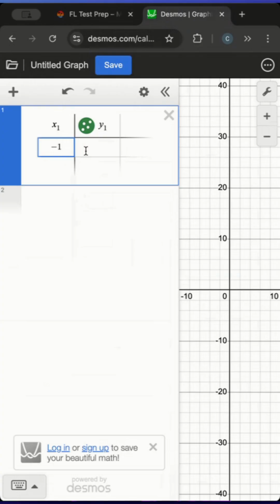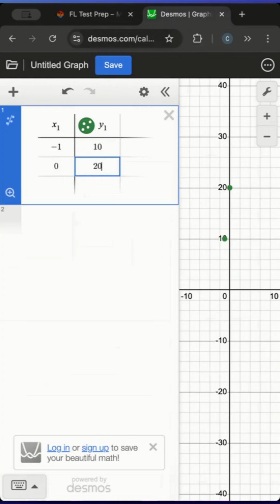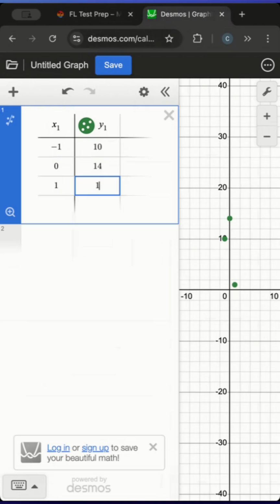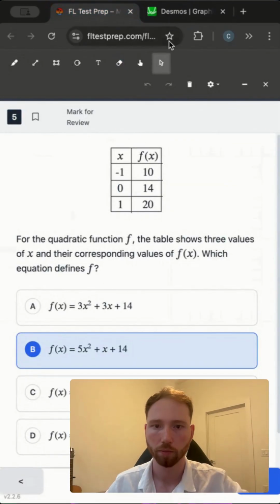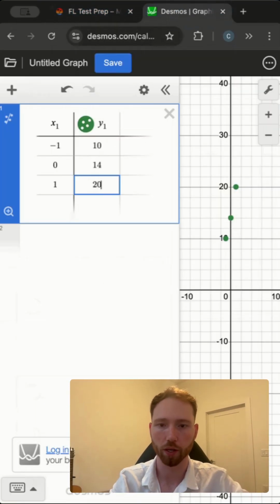You just want to plug in your points one by one. So for -1, you want 10. And when I plug in 0, I want 20. And when I plug in 1, I want 14. Let me double check that. Yep, you want 20, excuse me.